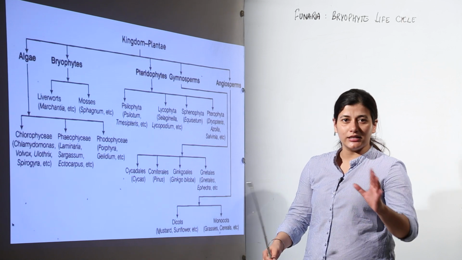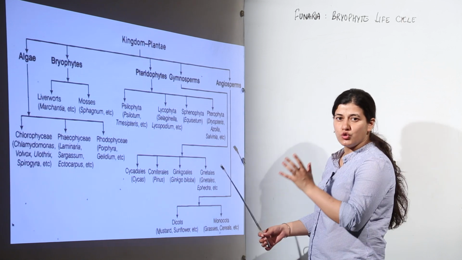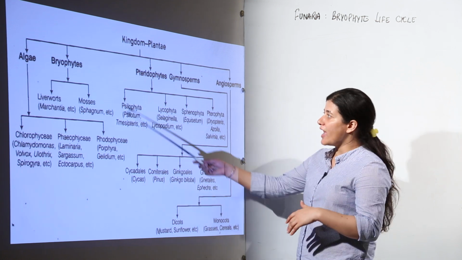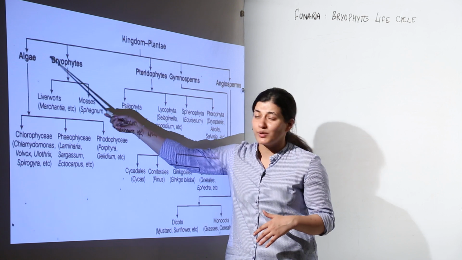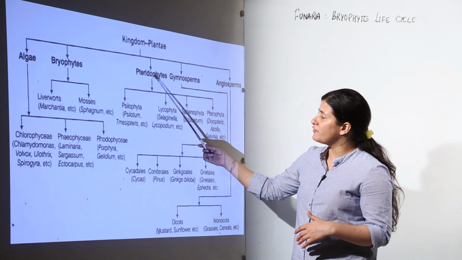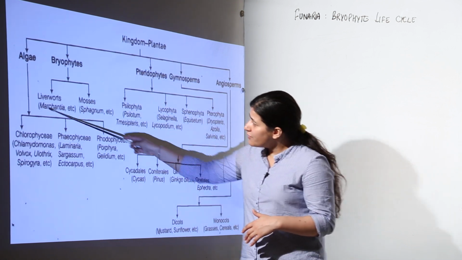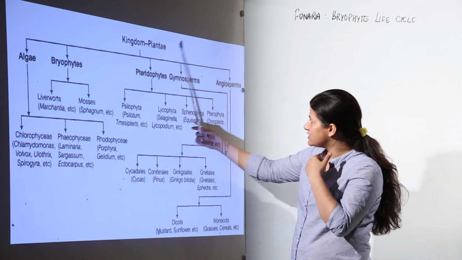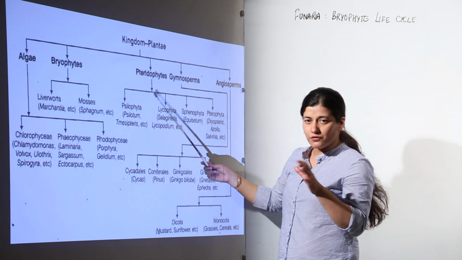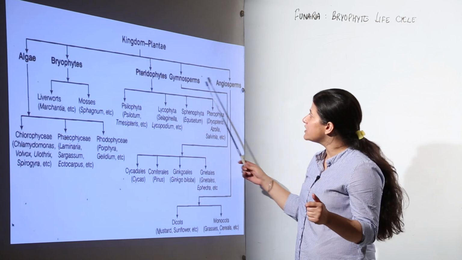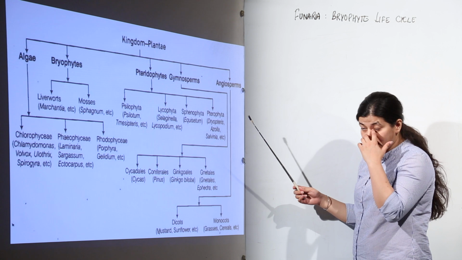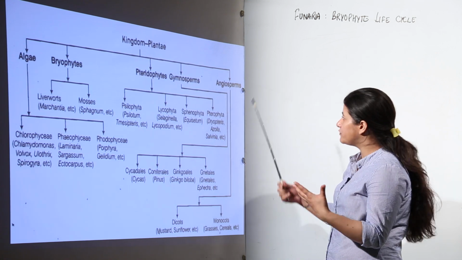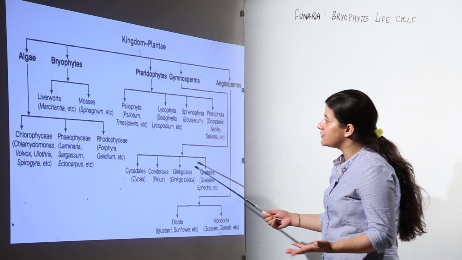So we see that Kingdom Plantae was divided into two parts. One was non-seed bearing, the other was seed bearing. We had algae and bryophytes, which were thallophytes. Then we had pteridophytes. These were cryptogams, those which do not have seeds, and phanerogams, which have seeds. Still here, algae, bryophytes and pteridophytes did not have seeds. Gymnosperms and angiosperms do have seeds. Gymnosperms have naked seeds. Angiosperms are flowering, beautiful plants which have beautiful flowers where pollination is observed.